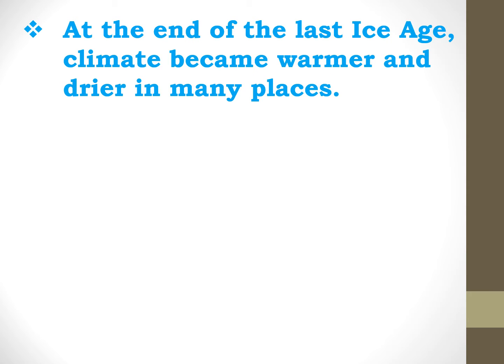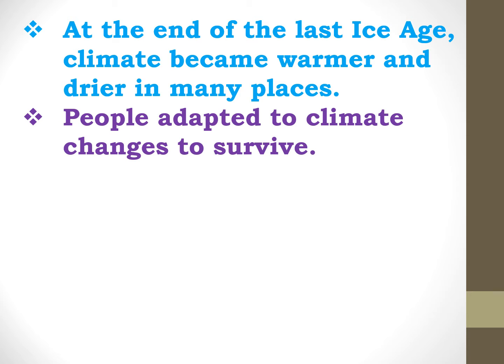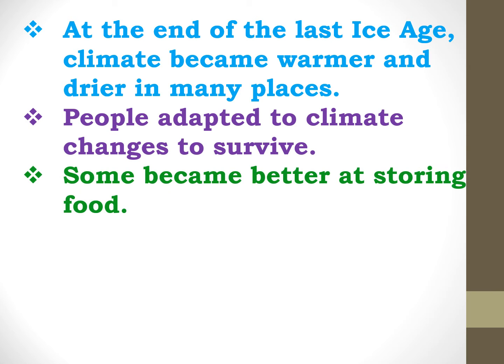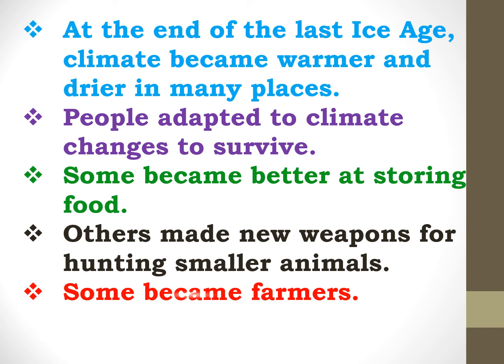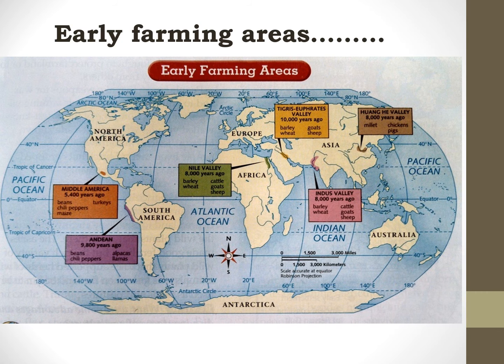At the end of the last ice age, the climate became warmer and drier in many places, so people needed to adapt to these new changes. Some of them became better at storing food, while others made new weapons for hunting smaller animals, while others became farmers. This map shows you where the early farming areas took place in several continents.